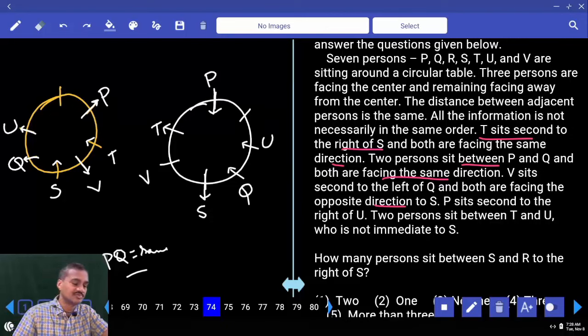Then tell me who is the person left over. Only one more person is left over, R. And here also R is the only person left over. And P sits second to the right, 2 persons between T and U.